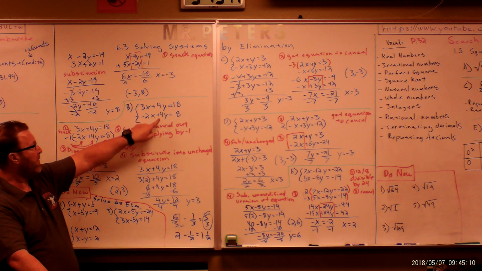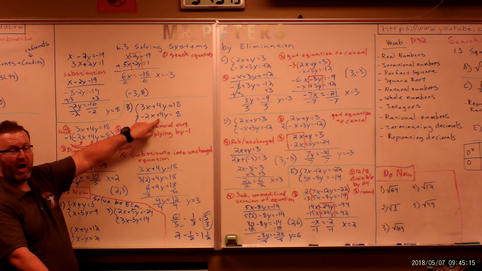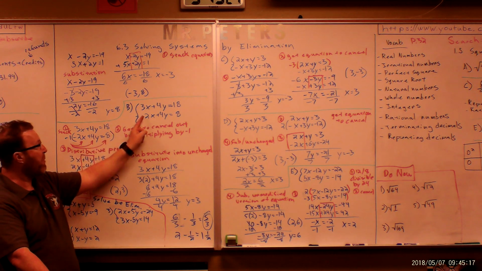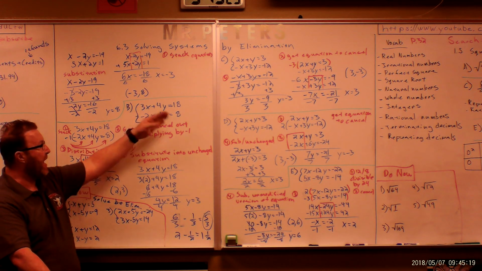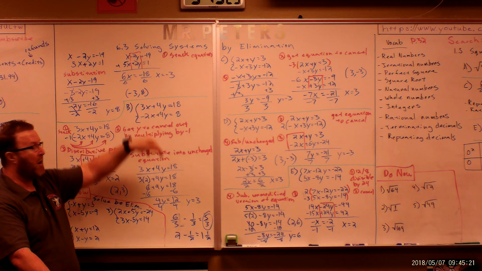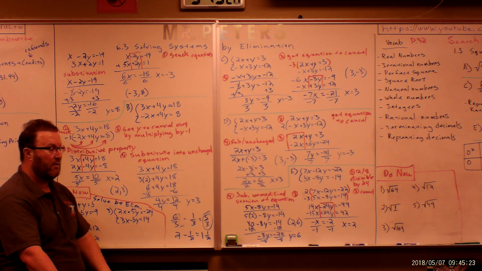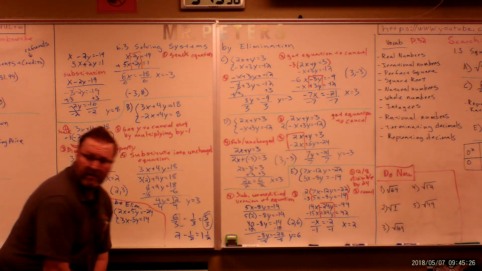Okay, positive 4y, positive 4y. How do we get rid of it? We want one to subtract, right? So that's why we're going to multiply one of these, the entire thing, by negative 1. Then we're going to be able to cancel out. Got it? Okay, so now we're going to go through the steps.